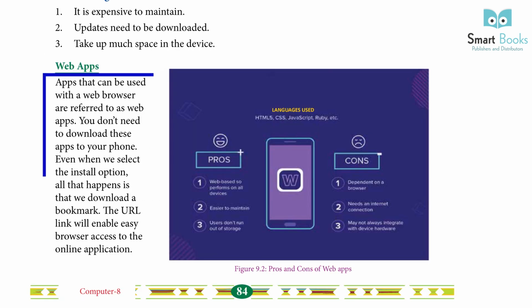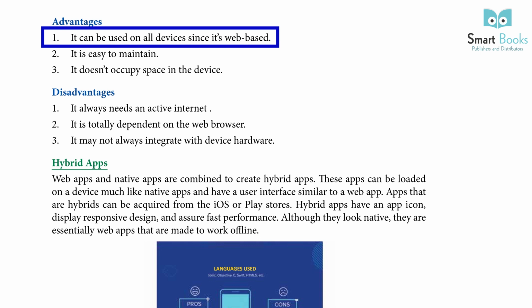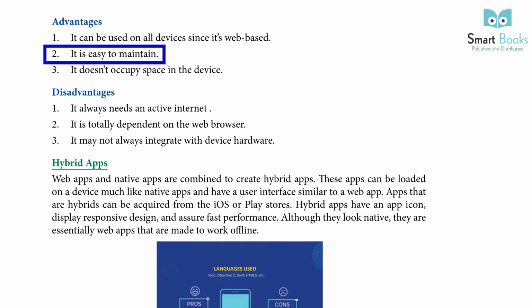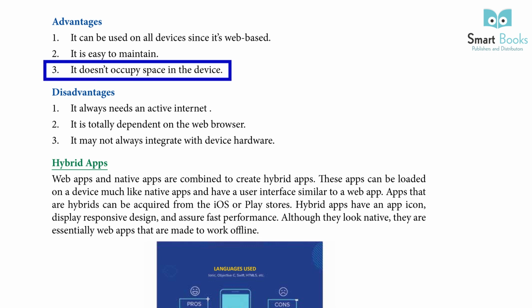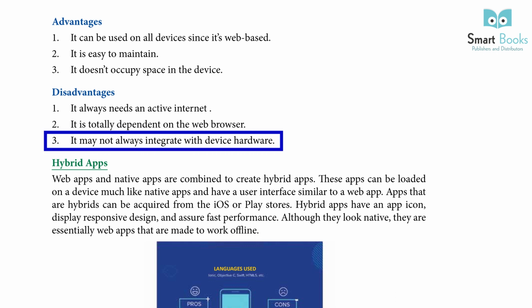Web apps. Apps that can be used with a web browser are referred to as web apps. You don't need to download these apps to your phone. Even when we select the install option, all that happens is that we download a bookmark. The URL link will enable easy browser access to the online application. Advantages: 1. It can be used on all devices since it's web-based. 2. It is easy to maintain. 3. It does not occupy space on the device. Disadvantages: 1. It always needs an active internet connection. 2. It is totally dependent on the web browser. 3. It may not always integrate with device hardware.